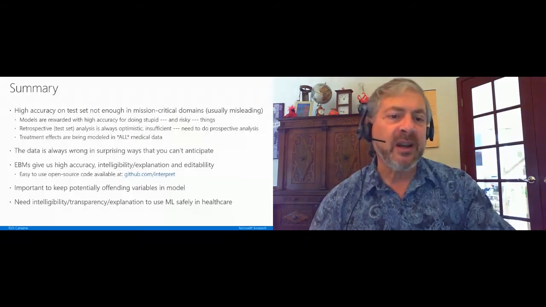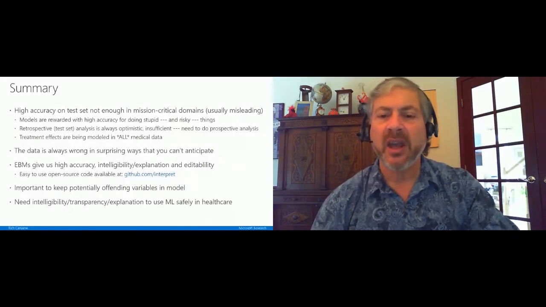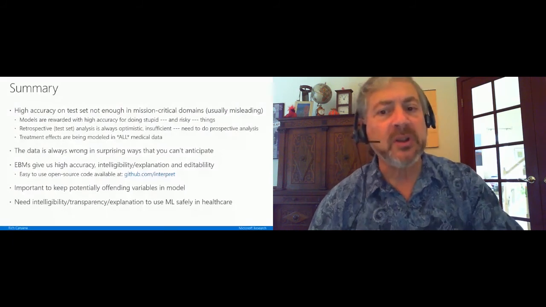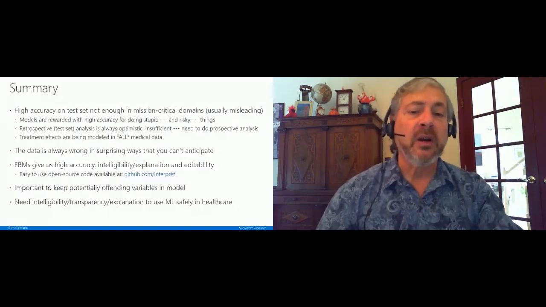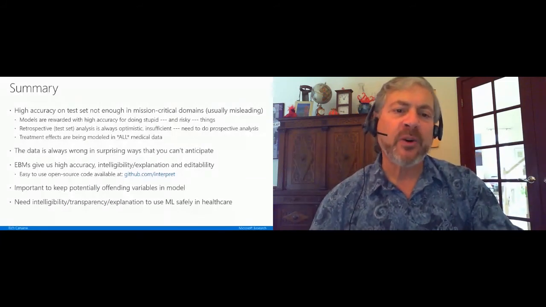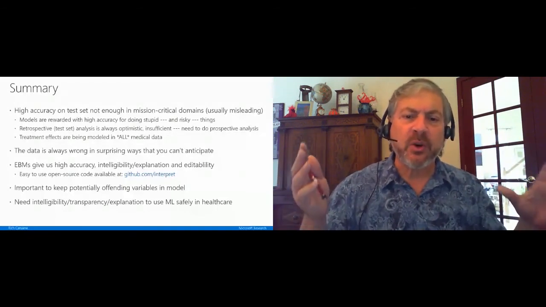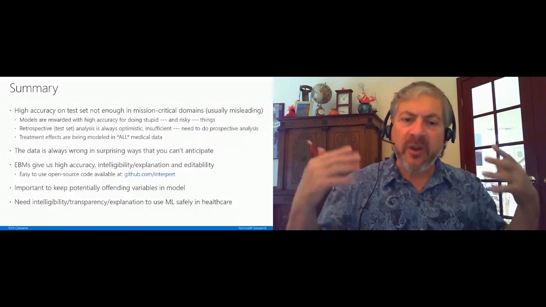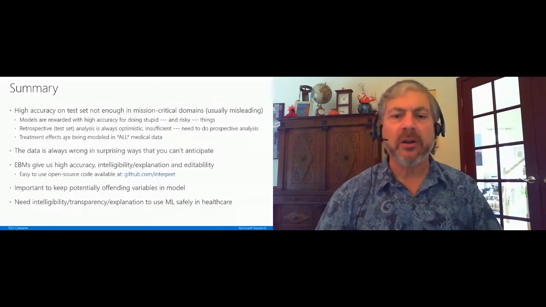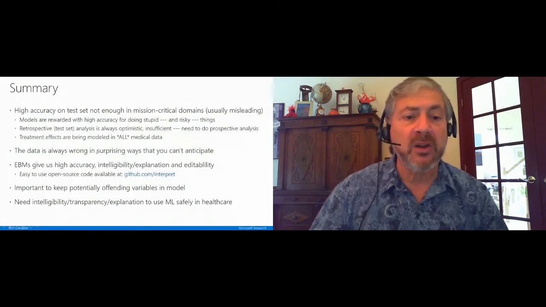And retrospective analyses where you're using a test set always lead to optimistic test set accuracy. You really need to ultimately do prospective analyses in healthcare before you go public with a big treatment. And there are treatment effects in all of your data. I guarantee it, because patients are receiving care. So the effect of that care is influencing what your model is learning. So the data is always going to be wrong in surprising ways that you can't anticipate.